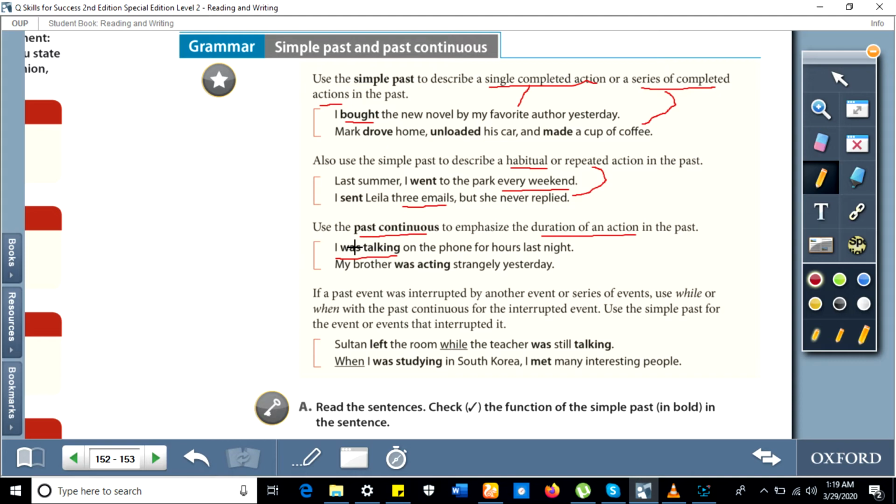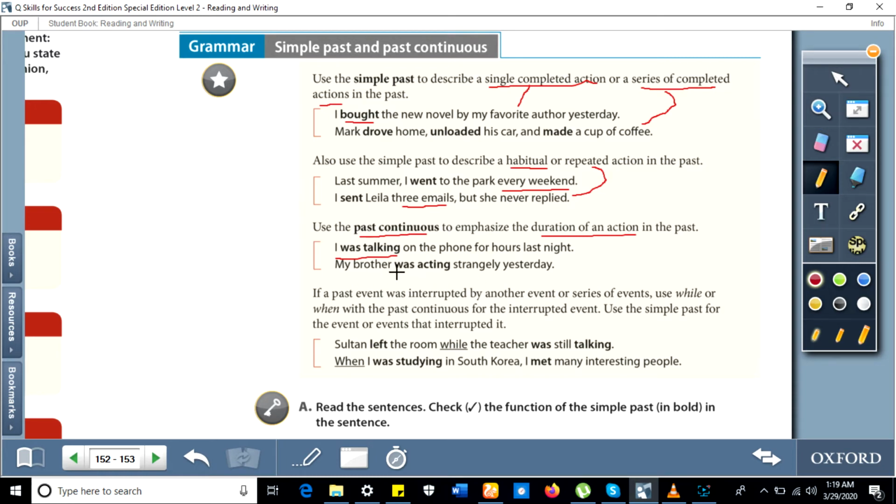After that we use the base form of the verb with ing. Same here, if you look here, I was, and then the base form, which is talk, and you're using ing with it, so I was talking. So I was talking, now it has become past continuous.